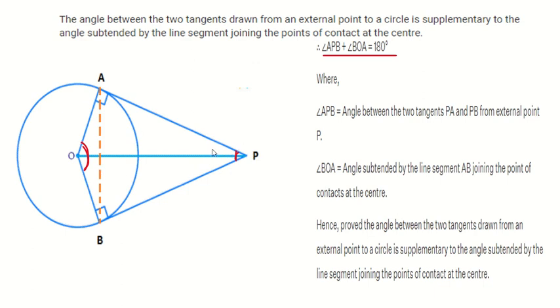Sometimes they might give you the angle here as 75 degree, and ask what is the angle at the center. So what you will do? It's nothing but 180 minus 75, which is 105 degree. So this is a very important theorem from your exam point of view.